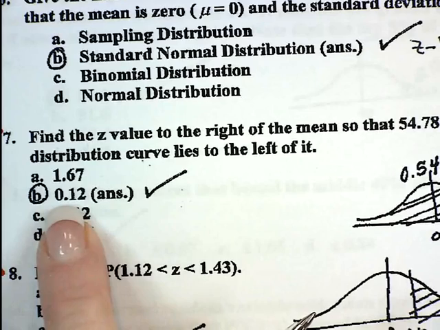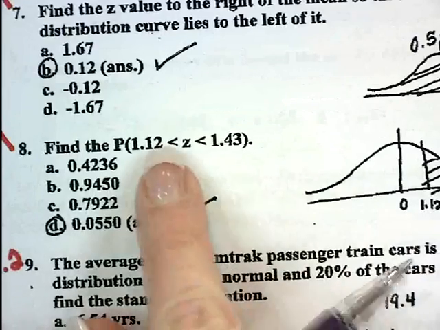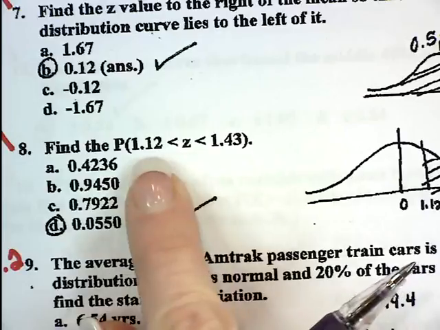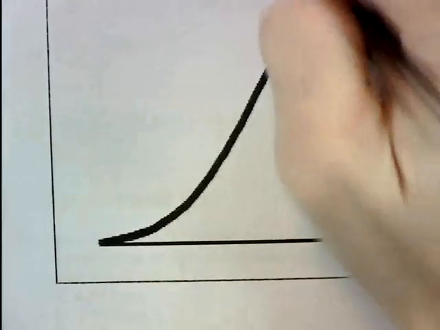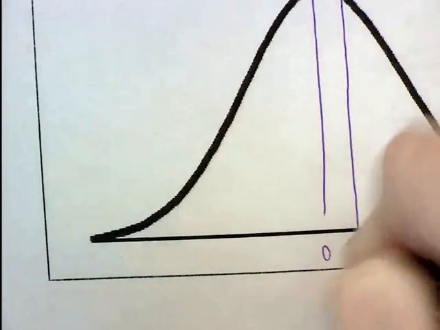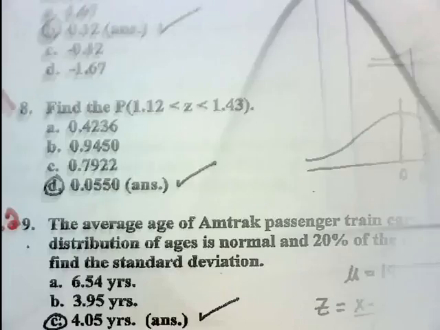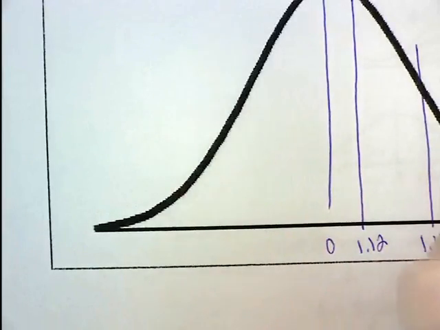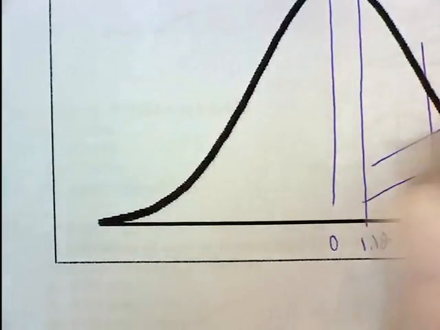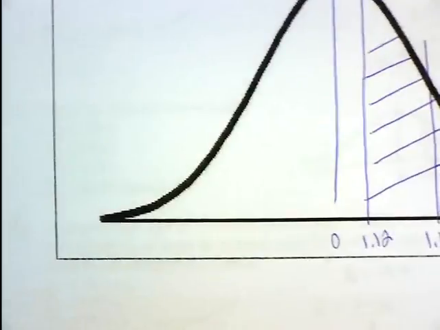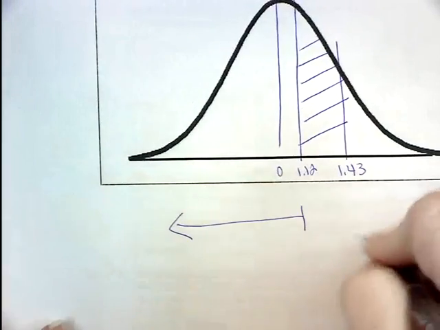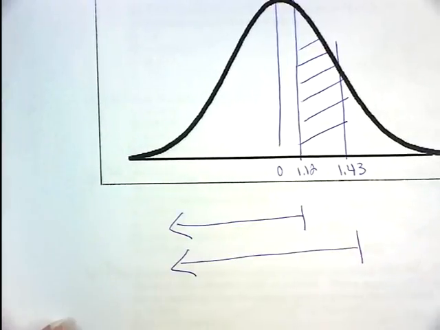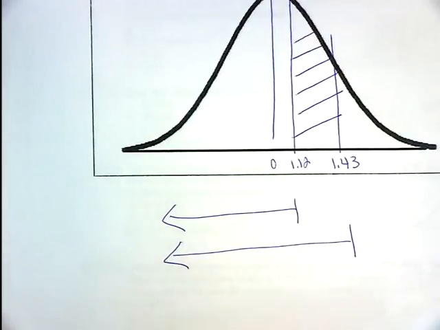So 7, letter B. Number 8, find the probability that a Z selected at random is between 1.12 and 1.43. For this problem, I will draw my mean of 0, 1.12, and 1.43, Z-axis, and shade between. And this is going to be, again, the case where I find the area below 1.12 and the area below 1.43. So look up both the Z-scores.